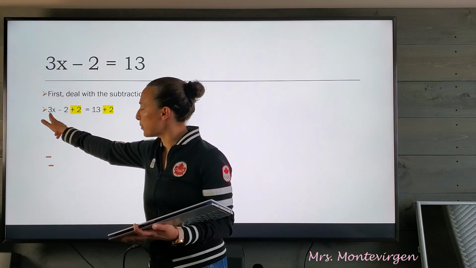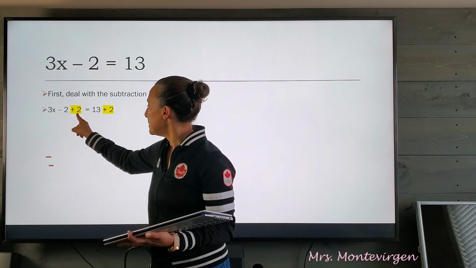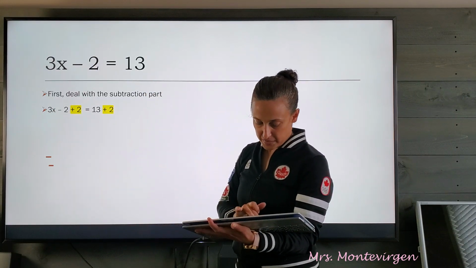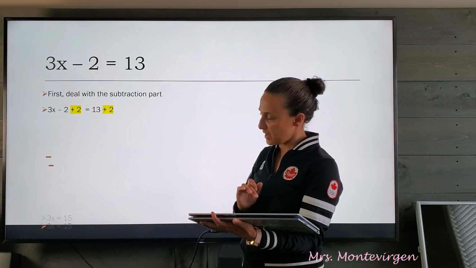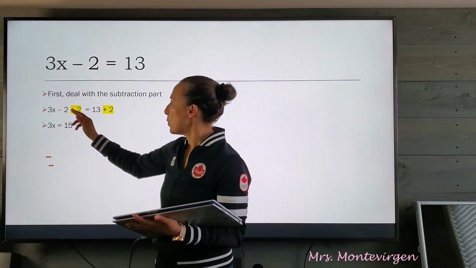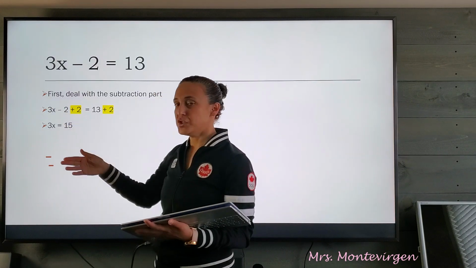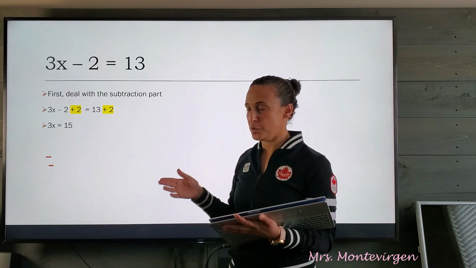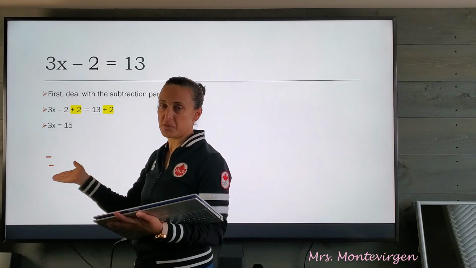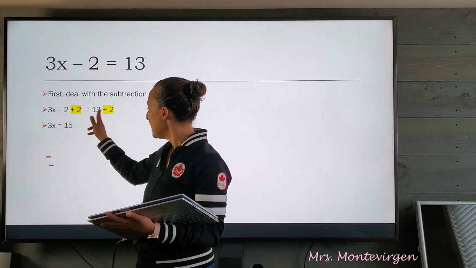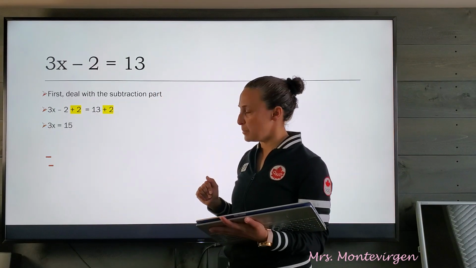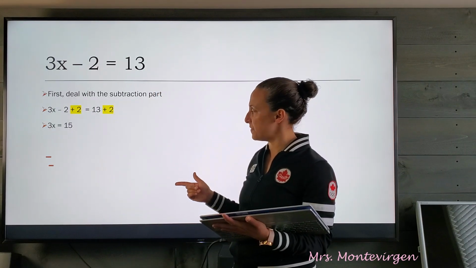So I brought the 3x down. I didn't drop it, but I did write that down. And just like I did before, I'm going to go in and solve it right away. So I brought my 3x down. I took my subtract 2 and add 2, because I know on this side it cancels each other out, so I can drop it completely. And I'm left with 13 plus 2, which I know equals 15.